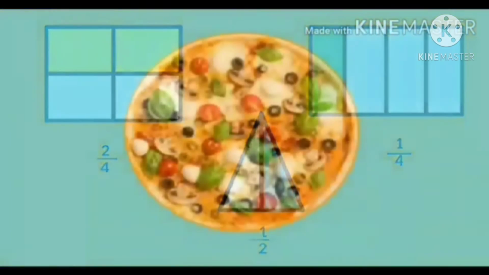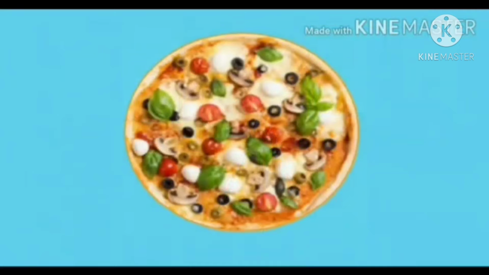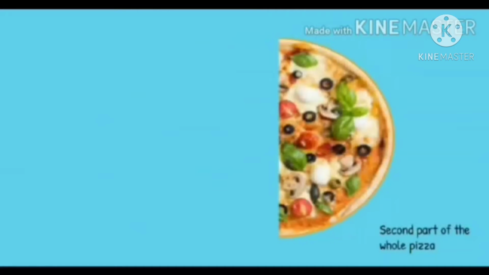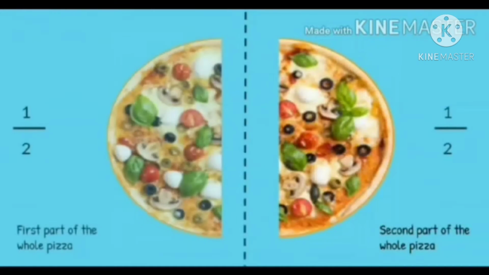For example, look at this pizza. Let's divide it into two equal pieces. This is the first part of the whole pizza, and this is the second part. Both of them are equal in size. Therefore, each of the pieces are 1/2 of the pizza.